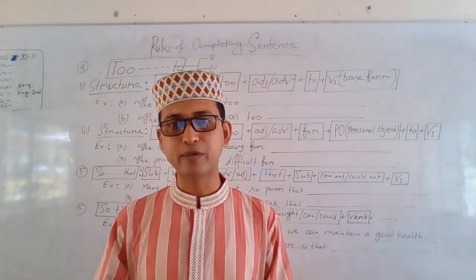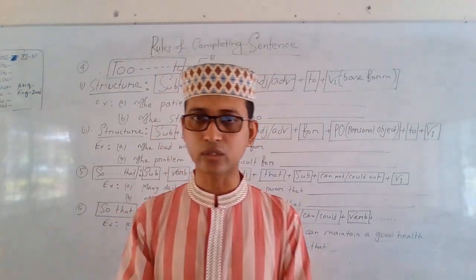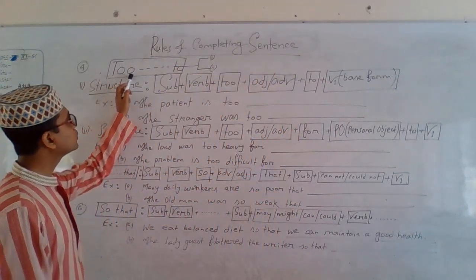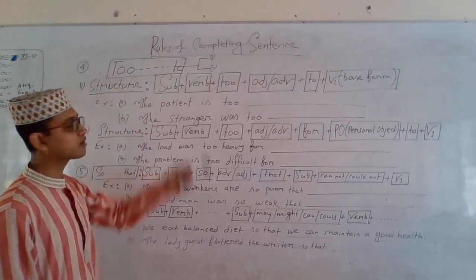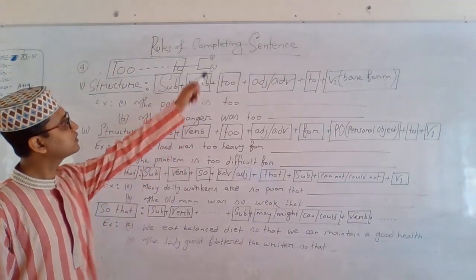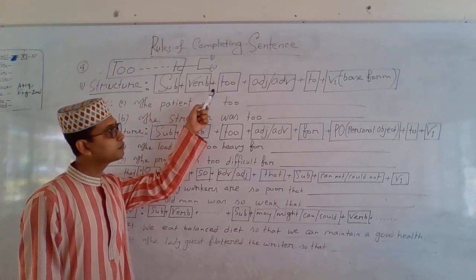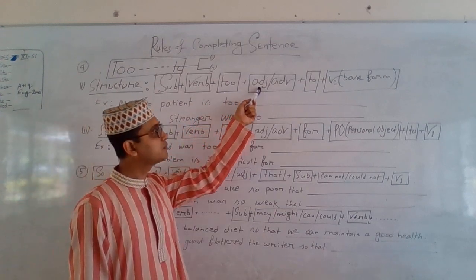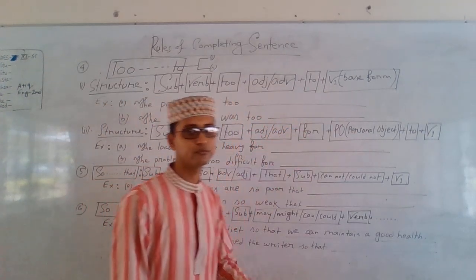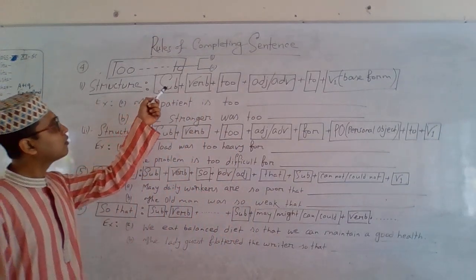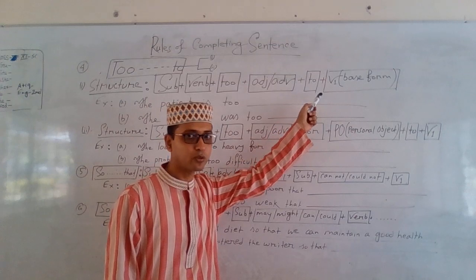Dear students, like the previous class, today we will have a discussion on some other rules for completing sentences. Let us concentrate. Here, 2.2. To complete a sentence, we are to use this structure in two ways. First one: subject plus verb plus too plus adjective/adverb plus to plus be1, meaning the base form of the verb. Again, this structure: subject plus verb plus too plus adjective/adverb plus to plus be1.